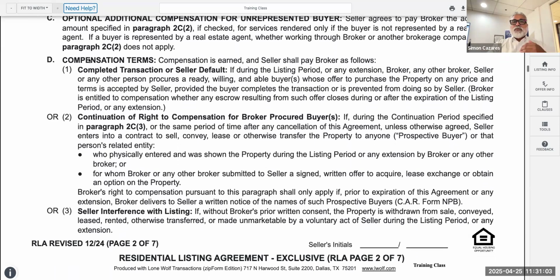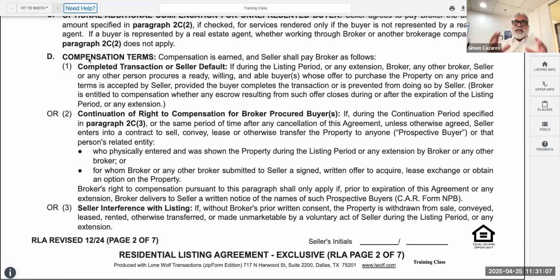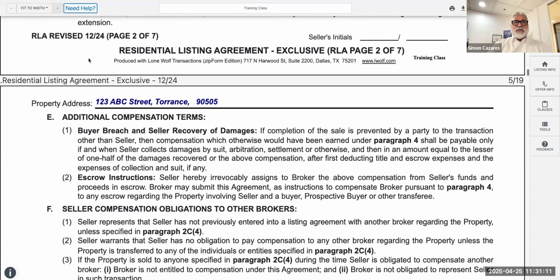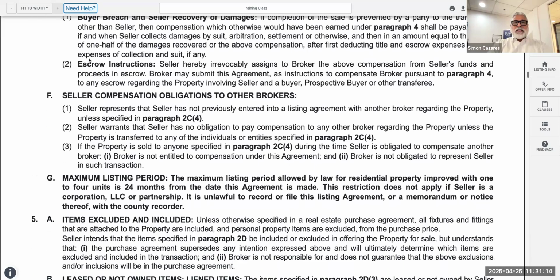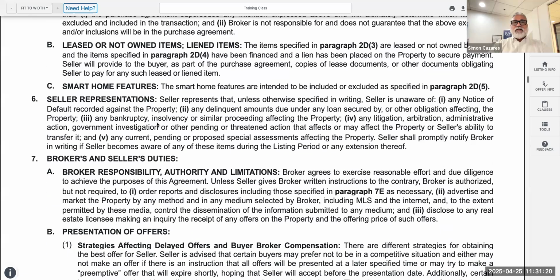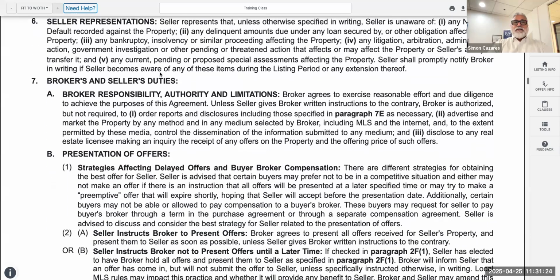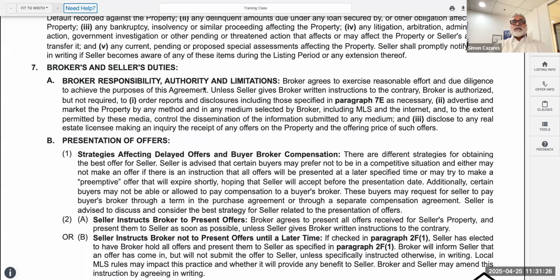And then the rest of the stuff is basically just the compensation, the grid of everything. I'm not going to go too deep into this because it's pretty self-explanatory. I really just wanted to emphasize the ins and outs of the grid. Now, a couple of things I want you to understand: Section F, seller's compensation and obligations, items included and not included, what is leased and what is owned. And one is the broker responsibility and what our limitations are.